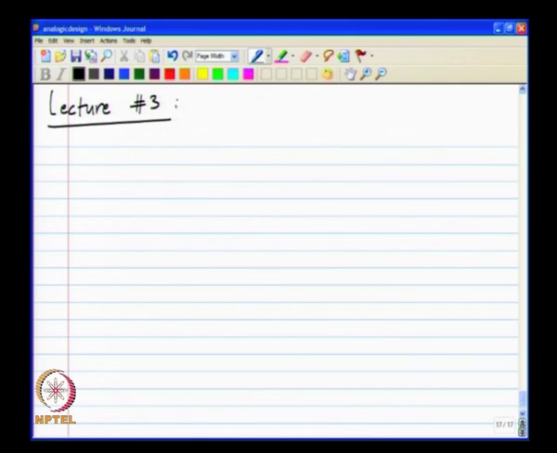Hello everyone, this is the third lecture of analog integrated circuit design. First, a quick recap of what we learnt so far.